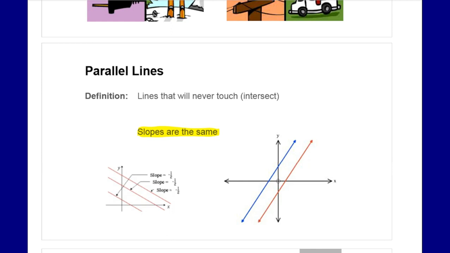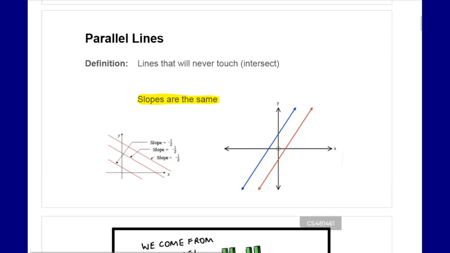Because that means they're increasing at the same amount so that one never jumps ahead or lags behind, so that they always continue in sync. We might say, well, what if they're just on top of each other? Well, then they would be the exact same line. So parallel lines, slopes are the same.